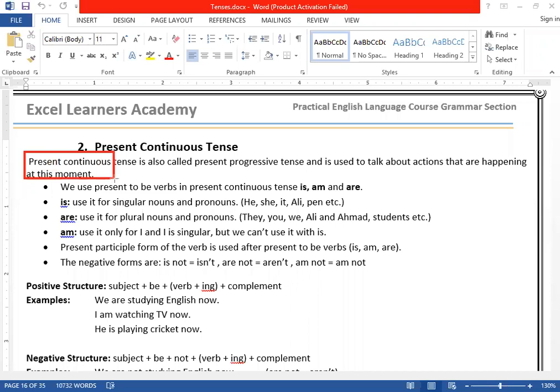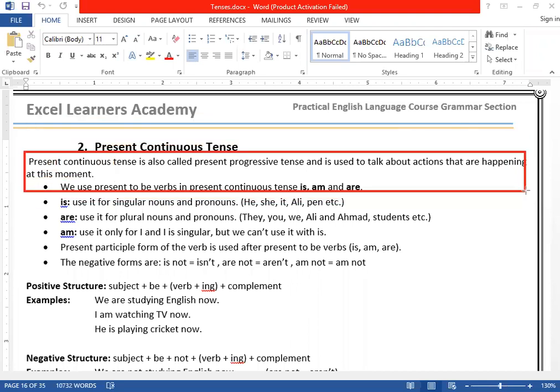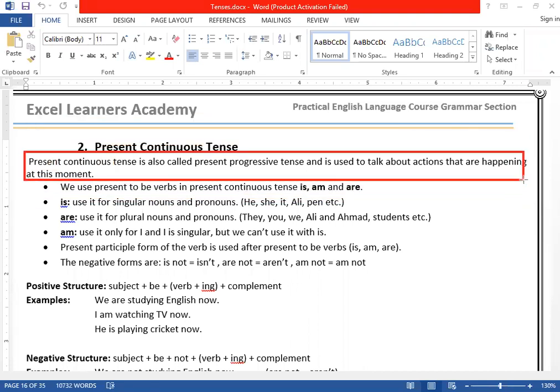Now, let's talk about it here. I have written here the definition for you. This is the definition. Present continuous tense, clear, is also called present progressive tense, and it is used to talk about actions, clear, that are happening what? At this moment or at the time of speaking.